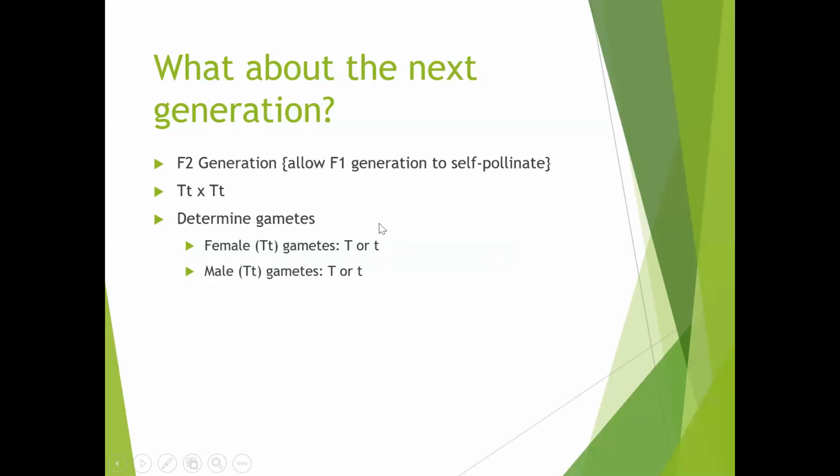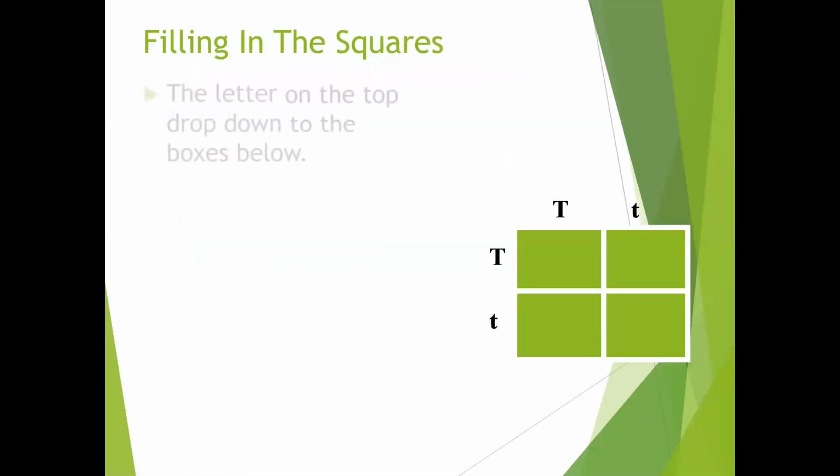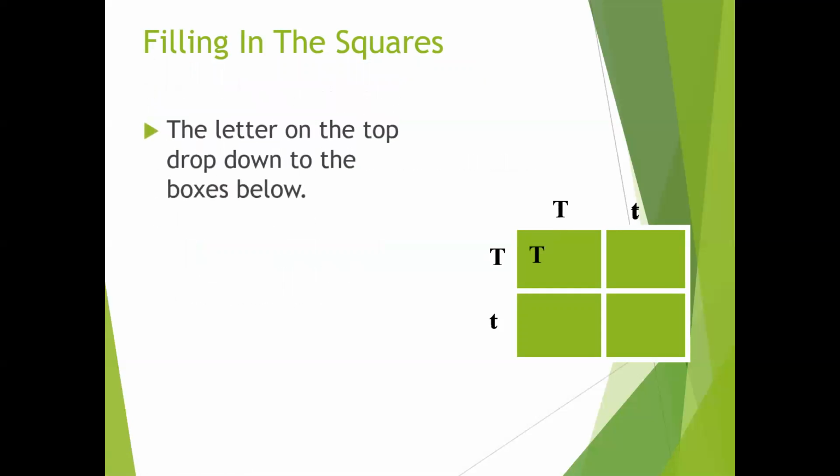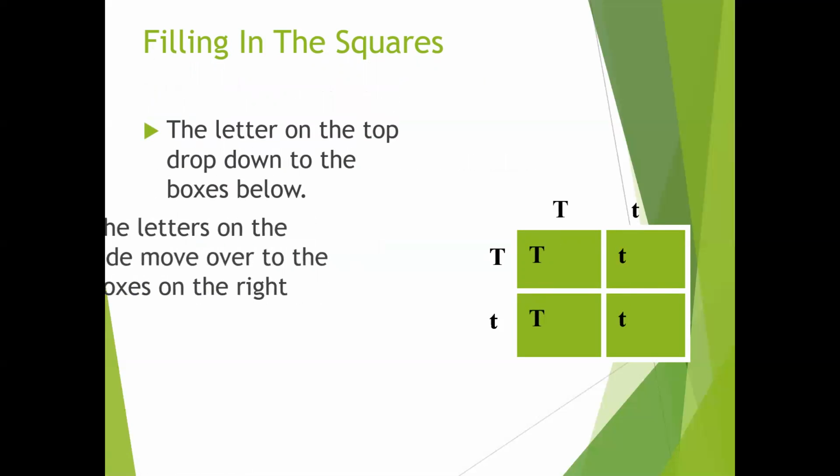Notice they're separating, okay? So that's important to note, and we'll talk about what Gregor Mendel called this. So we'll set up our Punnett square. Again, we're going to put the female on top, male on the side. We're going to drop down those letters.